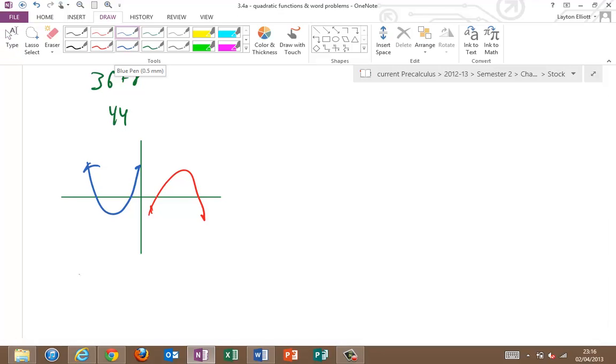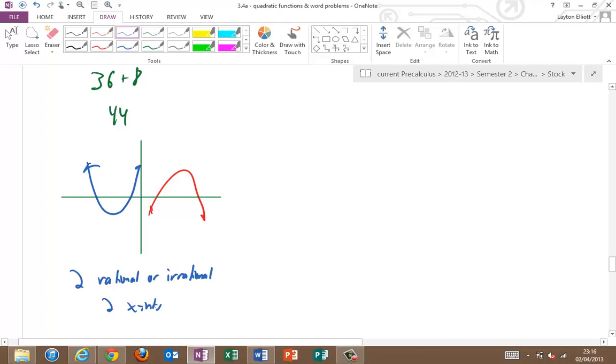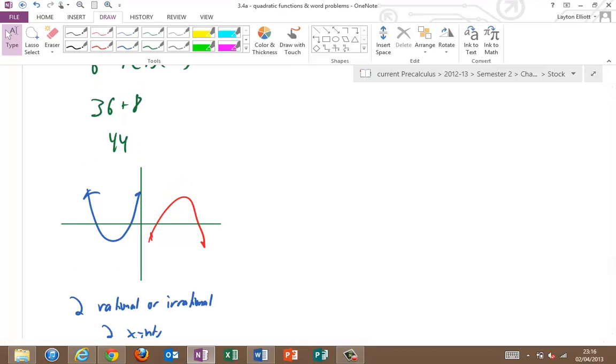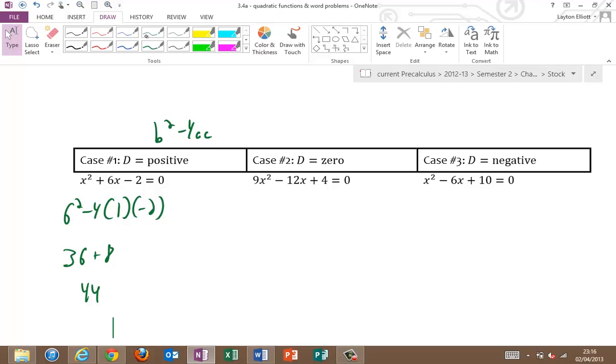And from a graph perspective, what that means is we're going to have two rational or irrational roots, just depending on whether we have a perfect radical or not. There are two x-intercepts here. Whether we have the blue graph or the red one, those are different ones, but whether it's up or down, we have two roots.